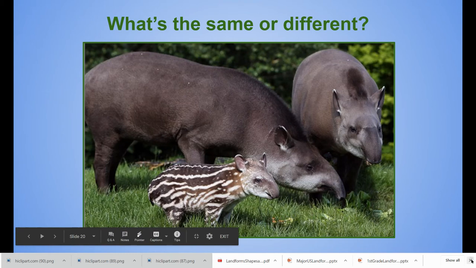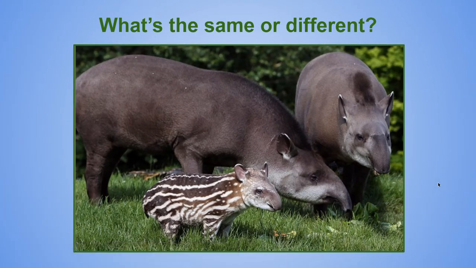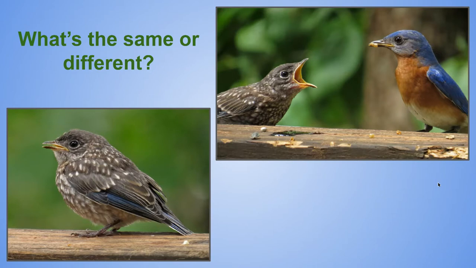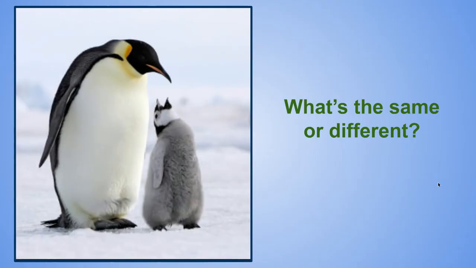So this is a tapir, an animal called a tapir. These are giraffes. Giraffes. These are bluebirds, bluebirds, and that's a really long word, so you might want to sound out the word blue and then add to it the word bird, bluebird.